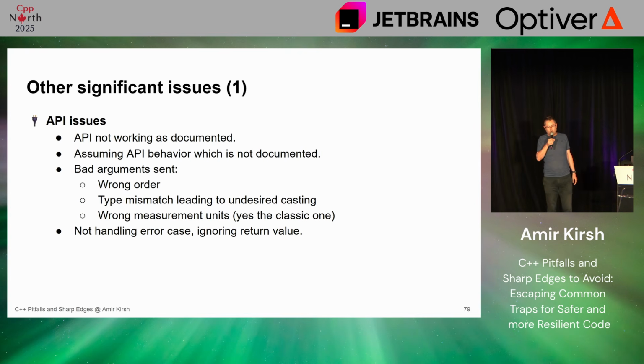Bad argument sent, wrong order, type mismatch leading to undesired casting, wrong measurement units. How do we deal with that? Strong types. But maybe the API is not working with strong types. The API gets distance. Which measurement units? I don't know. Let's ask them. Oh, they are using, I don't know, legs. Okay, nautical miles. But we are using meters, let's assume, or any other. Okay, what should we do?